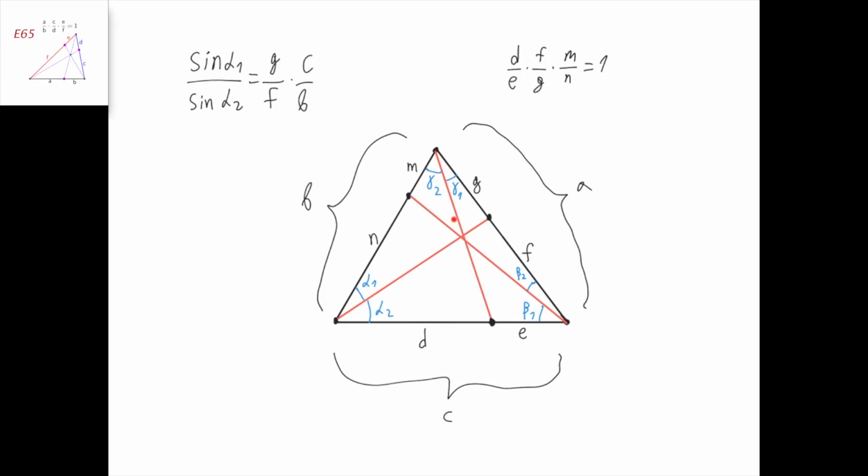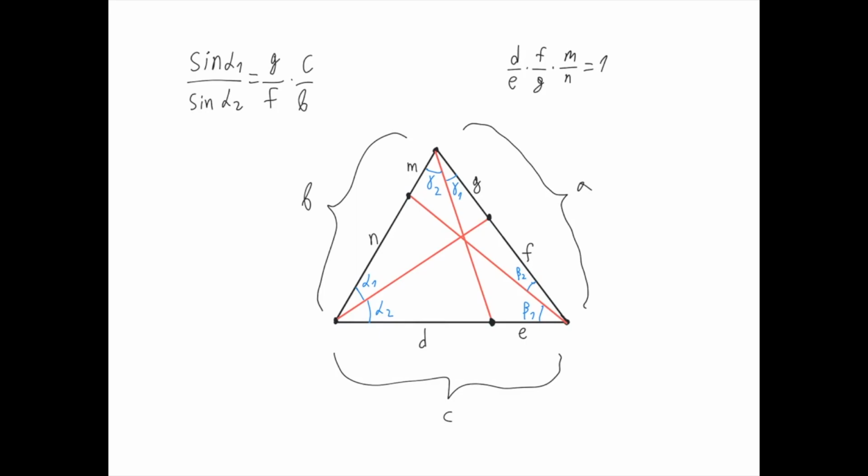We know that these three lines intersect at one point if and only if d over e times f over g times m over n equals 1. And we're going to prove that it is equivalent to sine of alpha 1 over sine of alpha 2 times sine of beta 1 over sine of beta 2 times sine of gamma 1 over sine of gamma 2 equals 1, which is the sine form of Ceva's theorem.